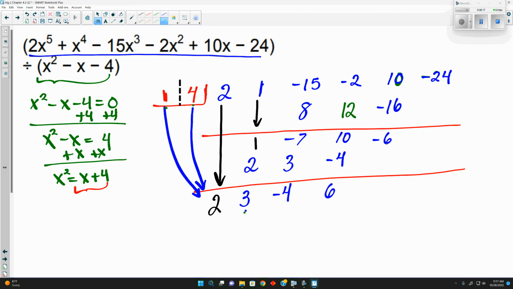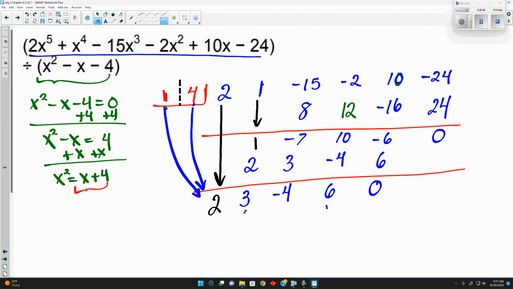Do it again. So we'll have 1 times 6 is 6, 4 times 6 is 24. Now we add straight down. 6 plus negative 6 is 0. Negative 24 plus 24 is 0.